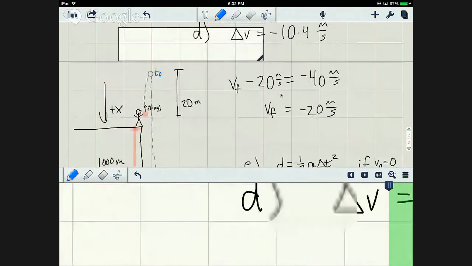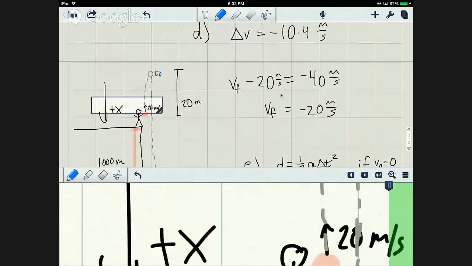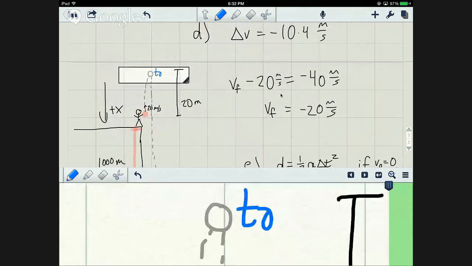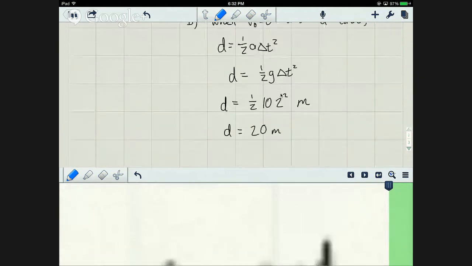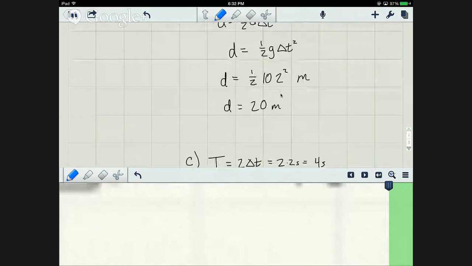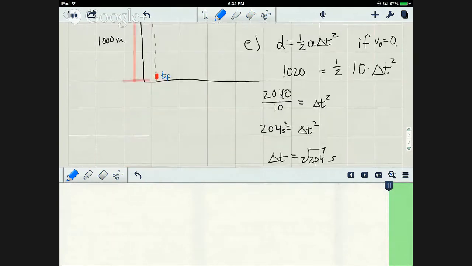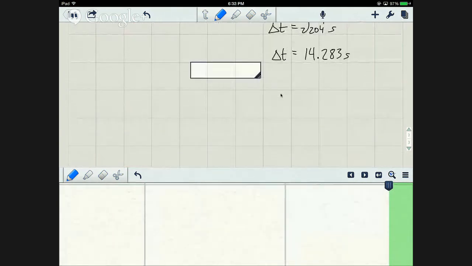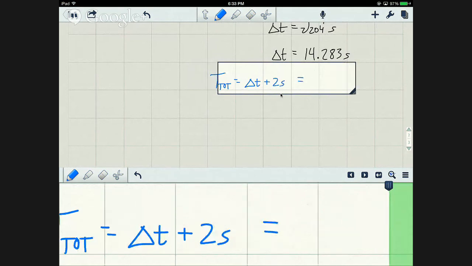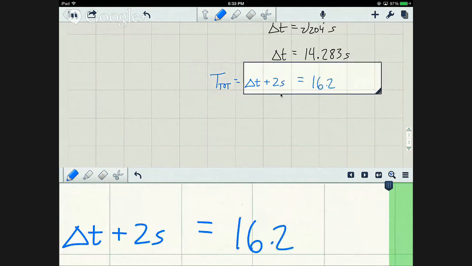So now we got to add on that time from starting the throw to the top of its trajectory, which we found in part A, 2 seconds. So let's add 2 seconds to this. Tack on 2 seconds, so the t total equals delta t plus 2 seconds, which is equal to 16.283 seconds. There we go.